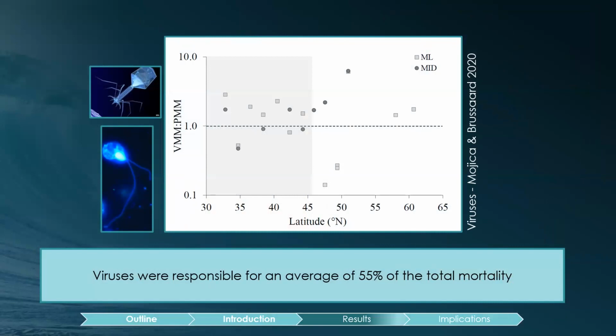So in this figure, I'm showing the ratio of virus-mediated mortality on the top, these guys right here, VMM, and protist-mediated mortality over the longitudinal transect. And the gray area shows the stations that were classified as oligotrophic based on nutrient and chlorophyll concentrations. And what you see is that over much of the transect, viral-mediated mortality was the dominant mortality process, contributing on average about 55% of the total mortality.